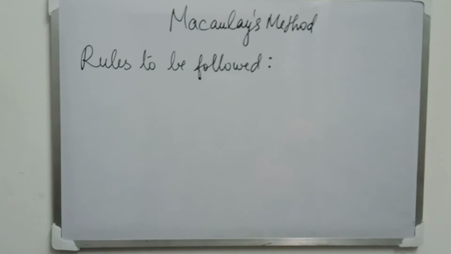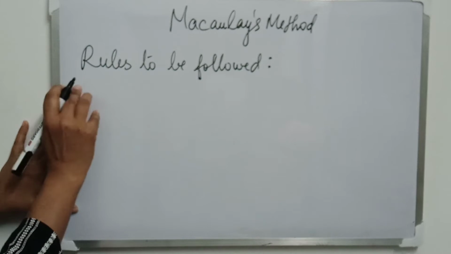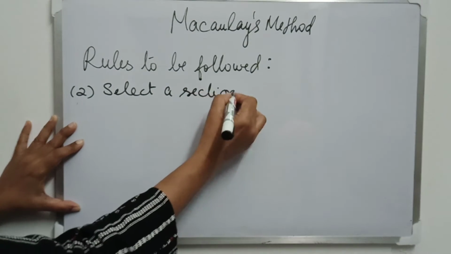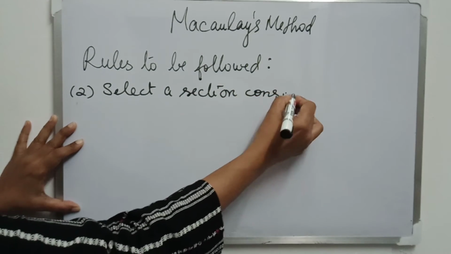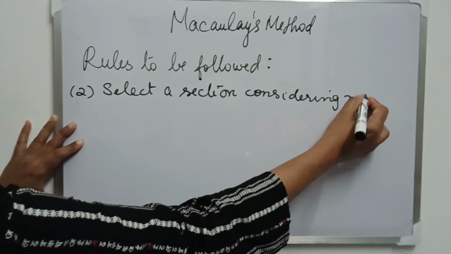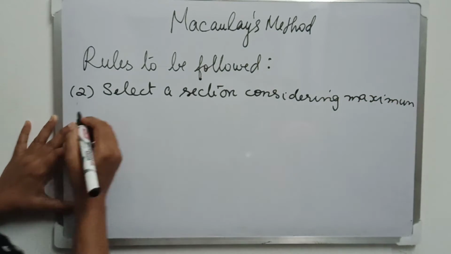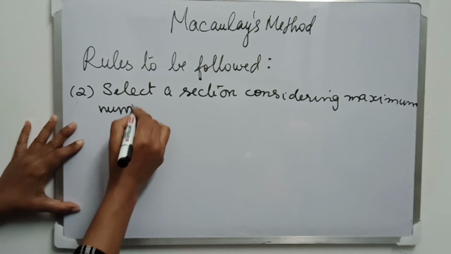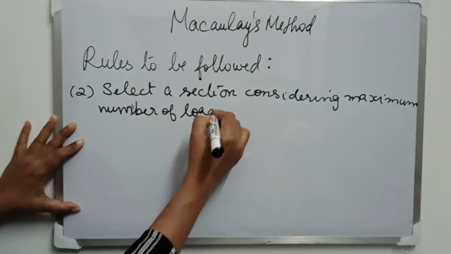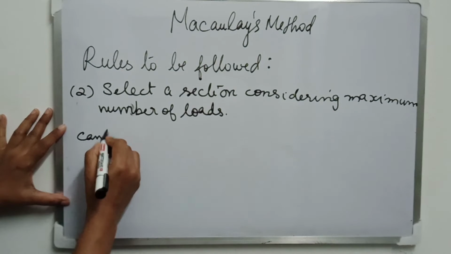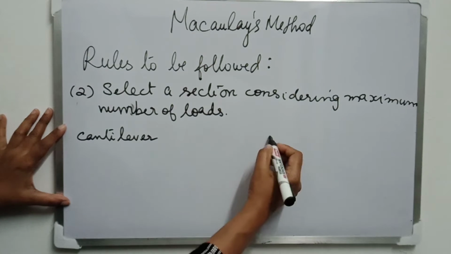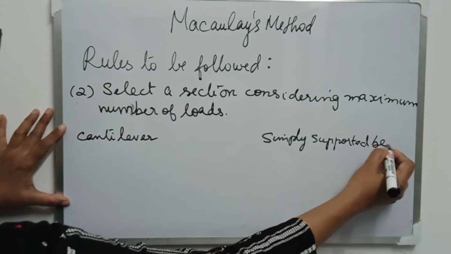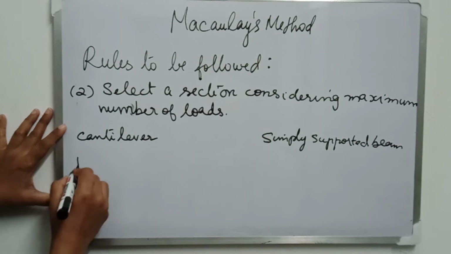Now let us see the second rule or the second condition to be followed while using Macaulay's method. That is, select a section considering maximum number of loads. So when you select a section to find its bending moment, we need to consider the maximum number of loads. Here also I am showing two examples, one of a cantilever and another one of a simply supported beam.